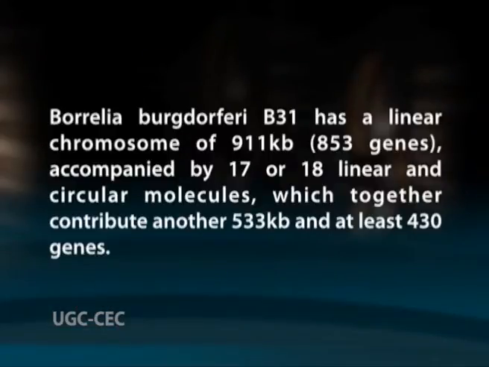For example, Borrelia burgdorferi B31 has a linear chromosome of 911 kilobase pairs, approximately 853 genes, accompanied by 17 or 18 linear and circular molecules, which together contribute another 533 kilobase pairs and at least 430 genes.